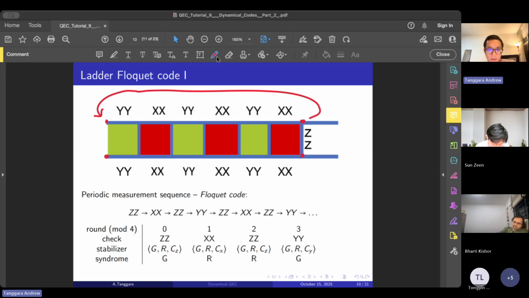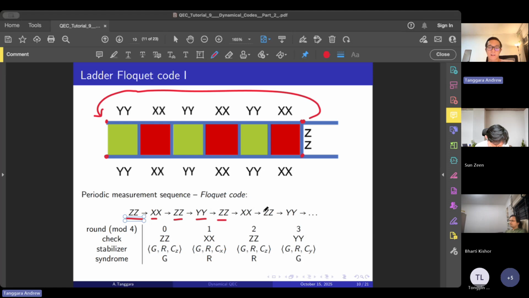Right, so what are the measurements here? So we have this ZZ measurement on the vertical edges, and on the horizontal edges we have either YY or XX measurements. So the measurement schedule for this Floquet code is that you measure ZZ and you measure all the XX and you measure the ZZ again. But after that you measure all the YY checks, and then you measure ZZ. And then you keep repeating that, right?